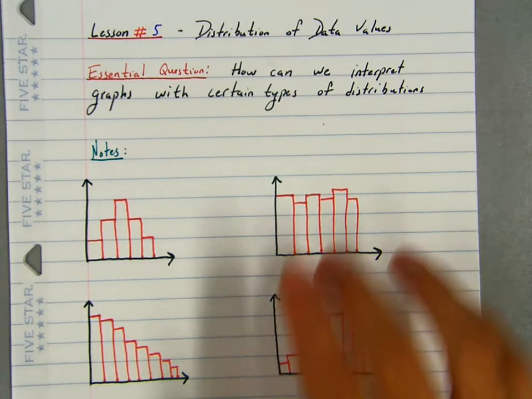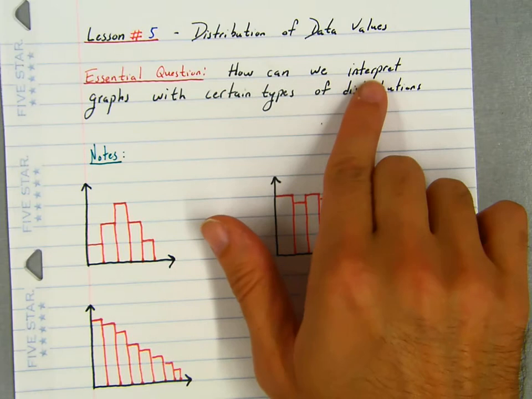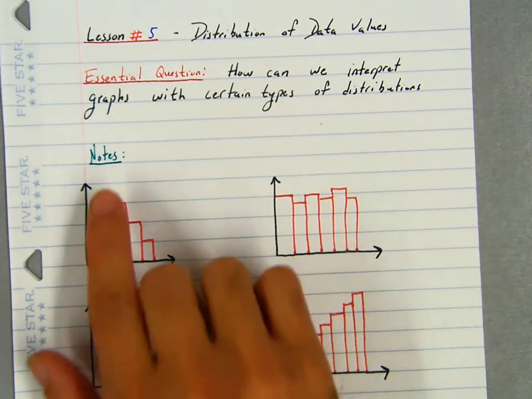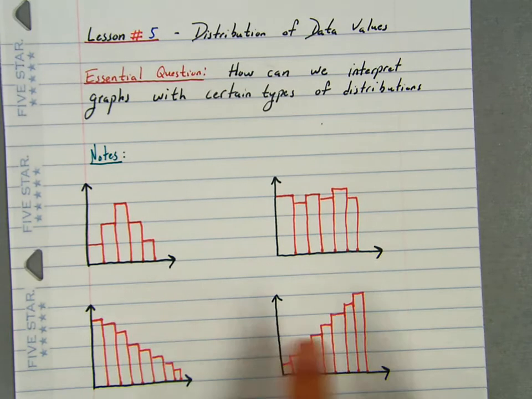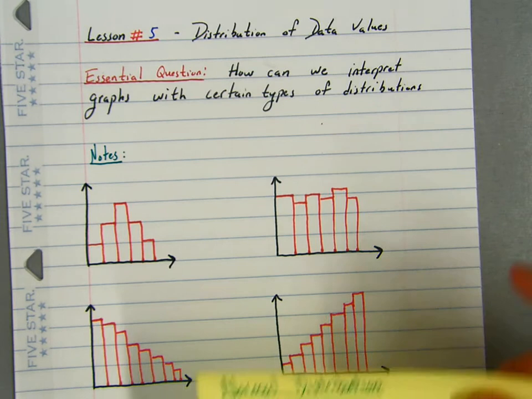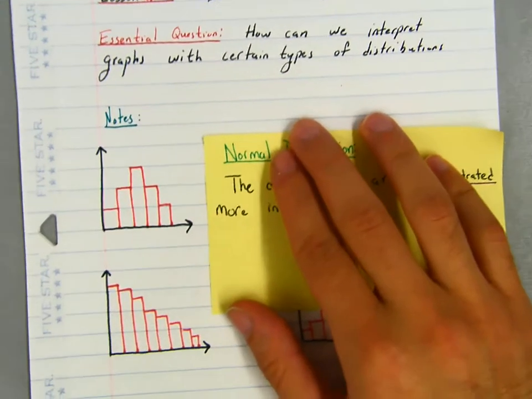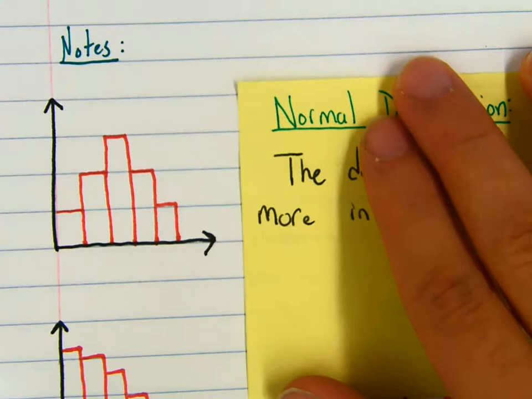And yeah, so here let's read the essential question. How can we interpret graphs with certain types of distributions, right? So have this down. And let's say you do have it down here. Let's take a look at the first type of distribution. Here we will have a normal distribution. So it'll be this one over here.